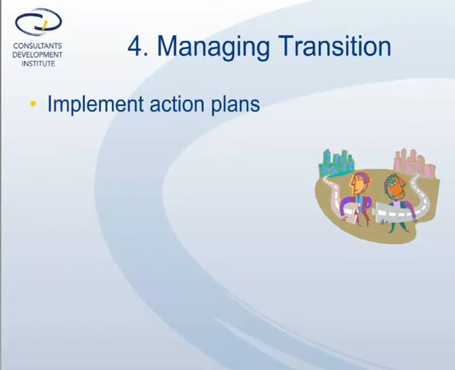This is the phase where action plans are implemented. The plans are aligned with the vision and specify who is going to do what and by when. These plans should be carefully analyzed to be sure they're realistic and integrated. Accountabilities and deadlines should be assigned for each goal or objective.